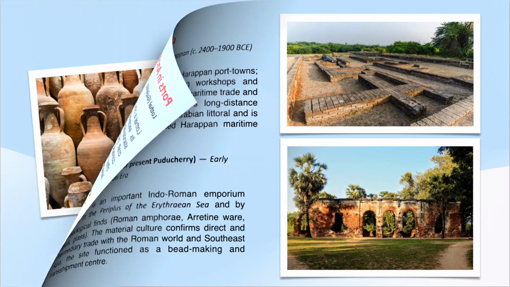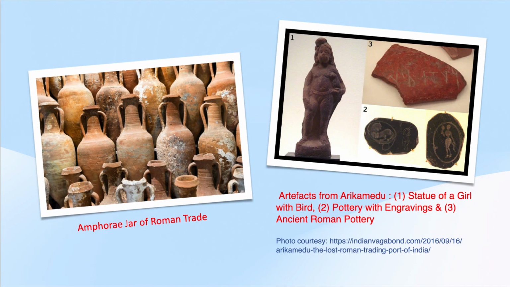transshipment center. These are the amphorae jars of Roman trade, which proved to be an interesting archaeological find to attest to the understanding of trade between India and the Roman Empire. And these are some of the artifacts which were recovered from Arikamedu as a result of excavation. You can see the ancient Roman pottery displayed here in the picture.